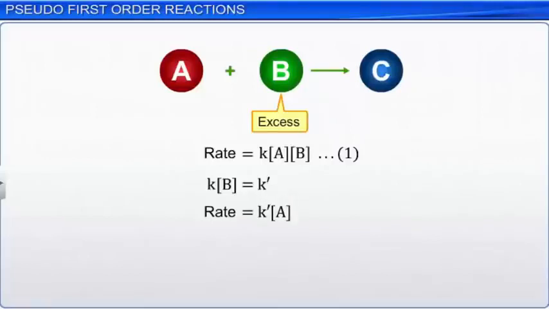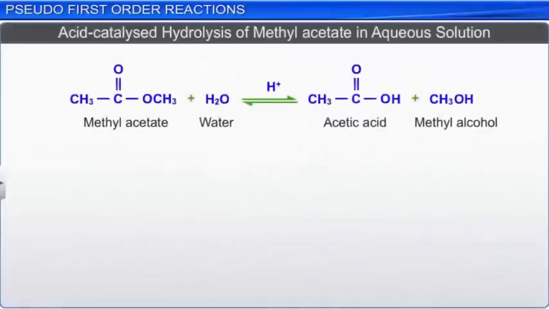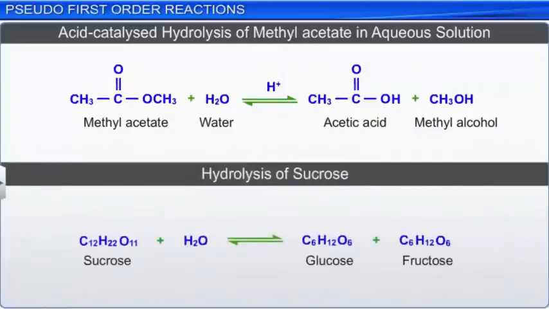A chemical reaction in which one of the reactants is present in excess and shows an order different from the expected order is called a pseudo-order reaction. The reaction is bimolecular, but still the rate of the reaction depends only on one concentration term. Hence, the reaction is called a pseudo-first-order reaction. Acid-catalyzed hydrolysis of methyl acetate in aqueous solution and hydrolysis of sucrose are examples of pseudo-first-order reactions.